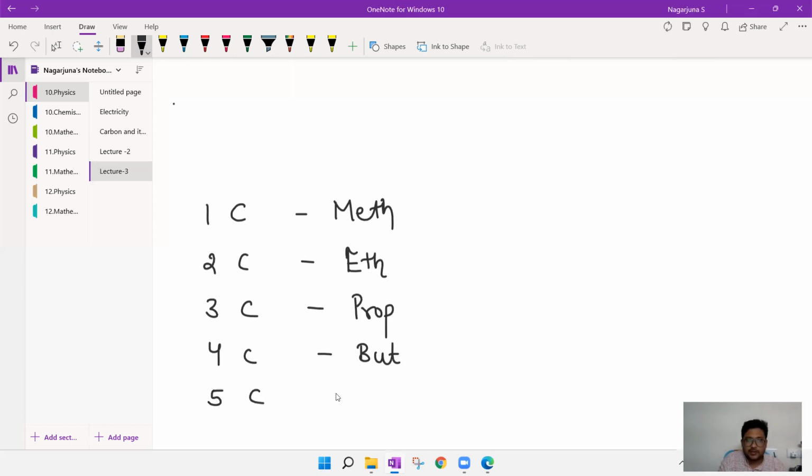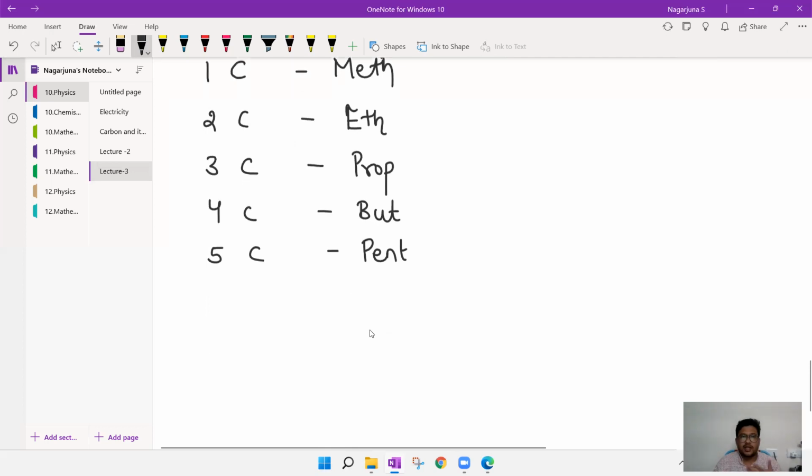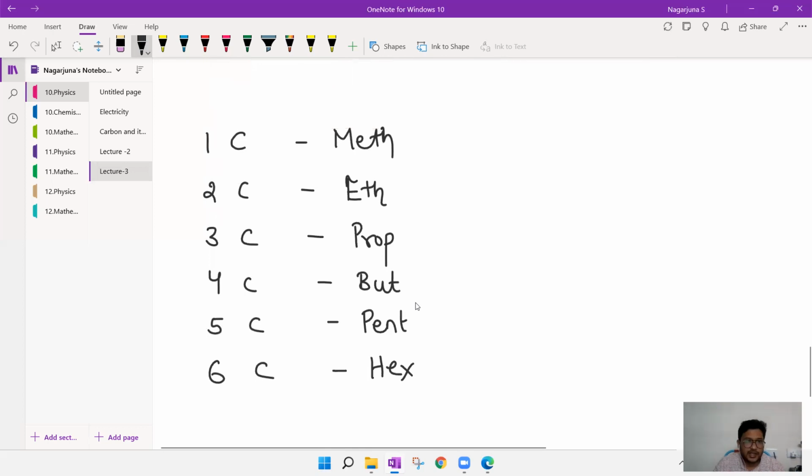If you have five carbons, we have to pronounce it as pent. That count: one carbon means meth, two carbons means eth, three carbons means prop, four carbons bute, five carbons pent. If you have six carbons, go with hex. So in 10th class, it is more than enough for you. No need to go with 7, 8, 9, 10. So try to go with these names. One carbon meth, two carbons eth, three carbons prop, four carbons bute, five carbons pent, six carbons hex.